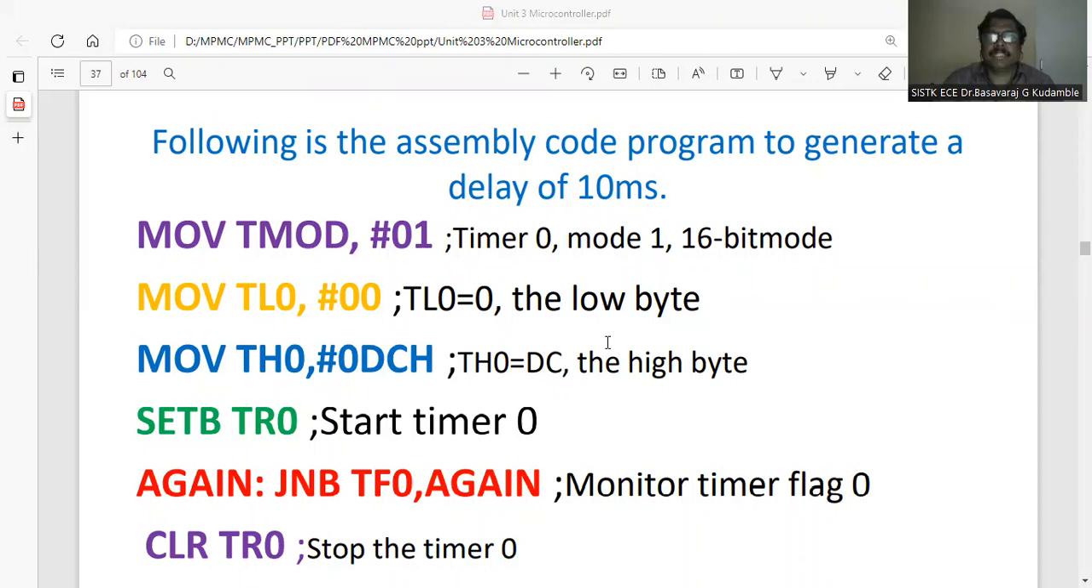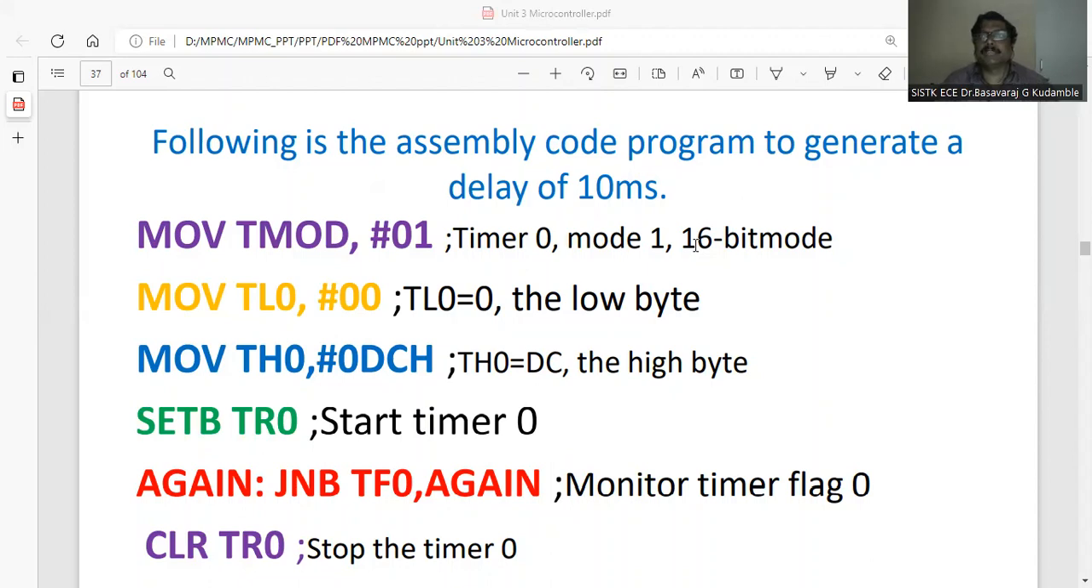Let us discuss programming. Programming using timer. How are we going to use the timer to generate a delay? Let us discuss. See here, we take an example of a 10 millisecond delay to be generated.